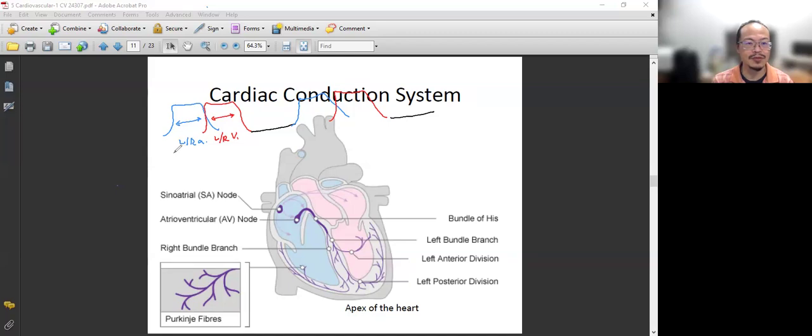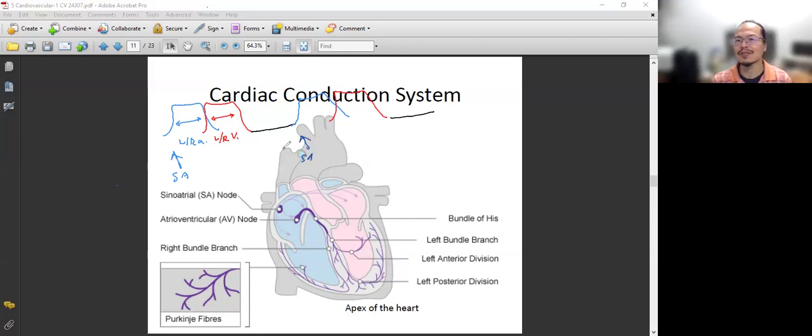So here is the trigger. This one is triggered by the SA node. And this one is triggered by the AV node, but it will take a little bit longer time. So SA node is the initial, is the beginning, is the pacemaker. So SA node sends signal to left and right atrium, atrial action potential, left and right atrium contract. AV node sends signal to both left and right ventricle, action potential, ventricle contract, and then rest.